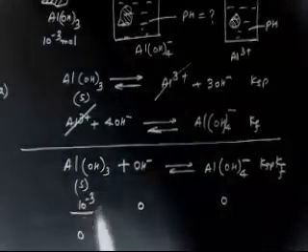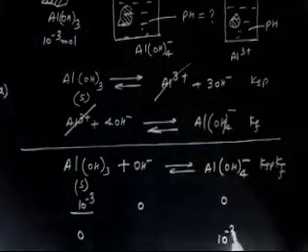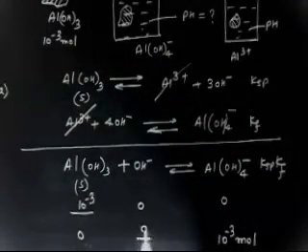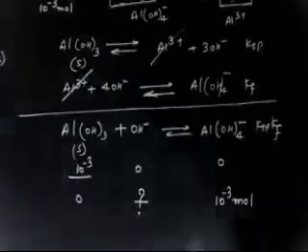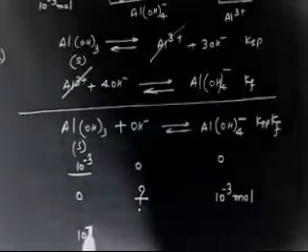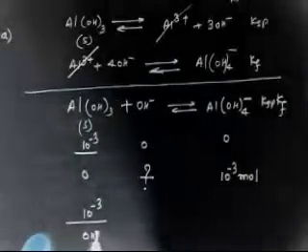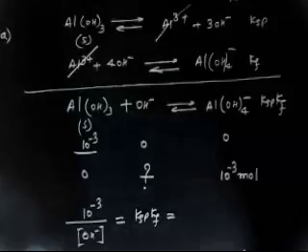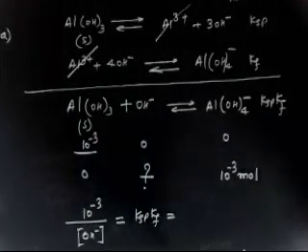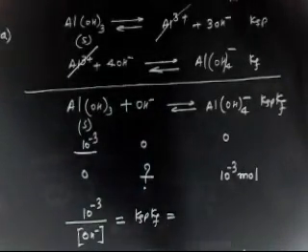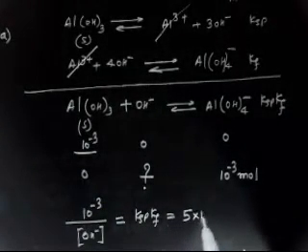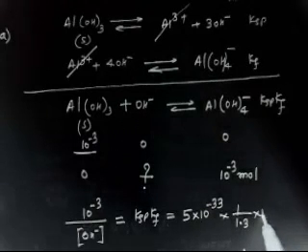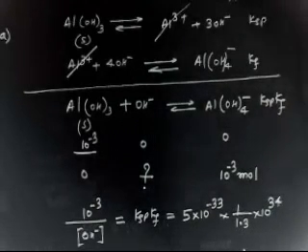Now this has completely dissolved, so I can assume this forms 10 to the power minus 3 mole, and I have to find the concentration of OH minus. Are you getting it? So now I can write 10 to the power minus 3 divided by OH minus equals Ksp into Kf, and Ksp is given to you. So you check your value. I can write it for you: 5 into 10 to the power minus 33 into 1 by 1.3 into 10 to the power 34. Now I can solve for OH minus.